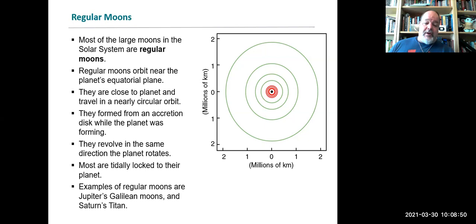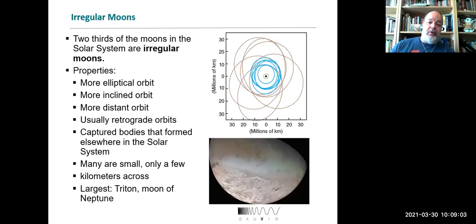And examples of regular moons are Jupiter's Galilean moons, so Io, Europa, Ganymede, and Callista Flockhart. And then, of course, Saturn's moon, Triton, not Triton. That's a different moon.